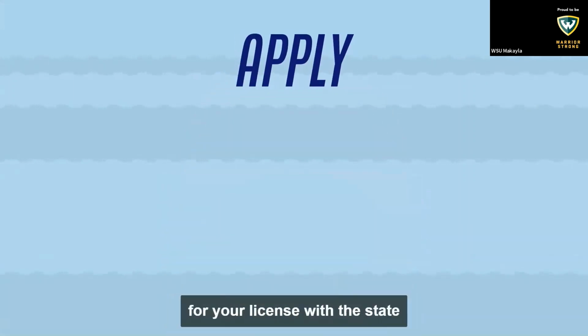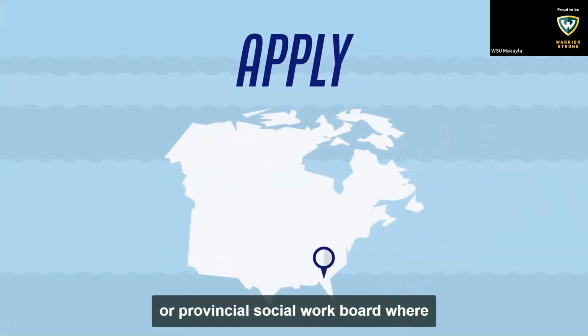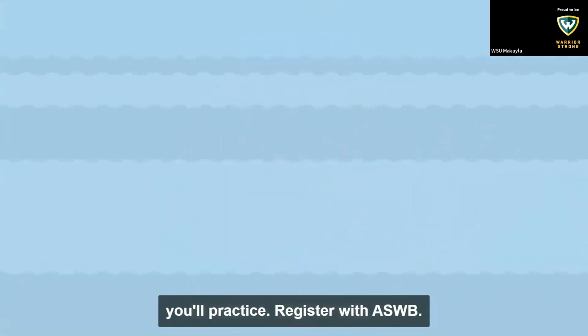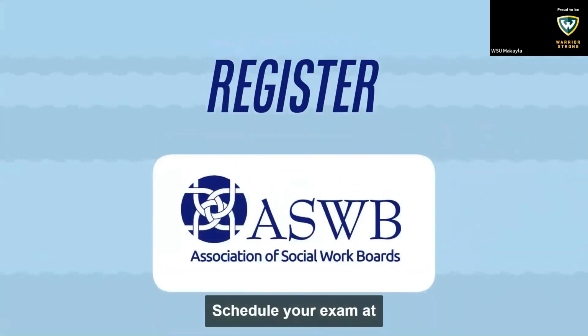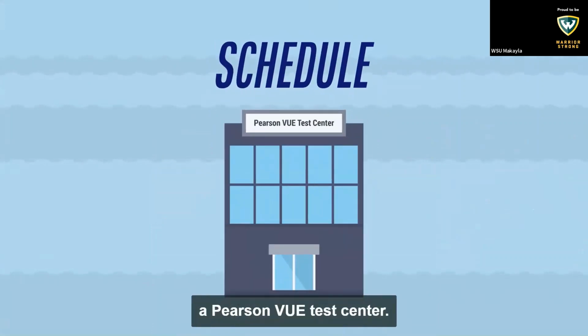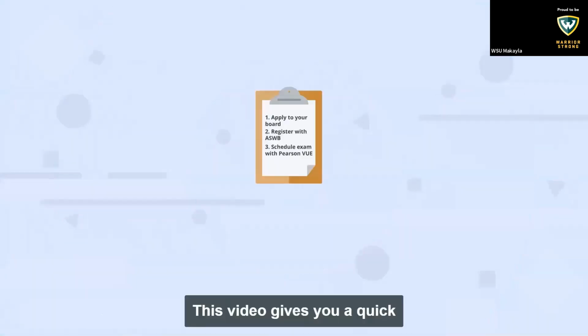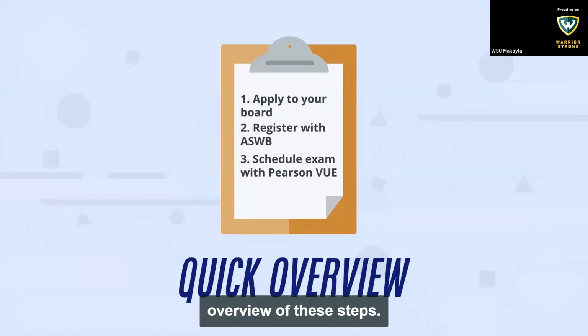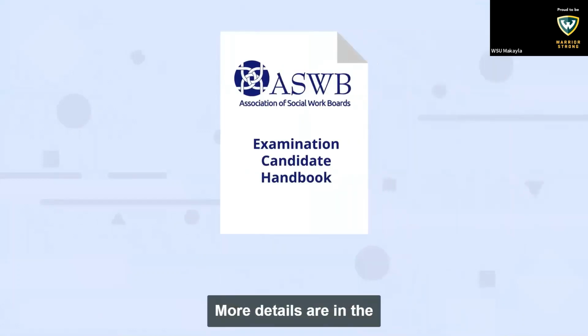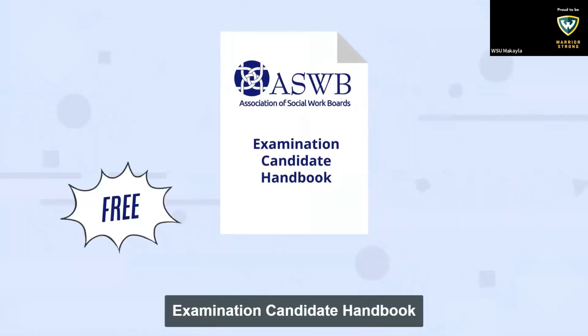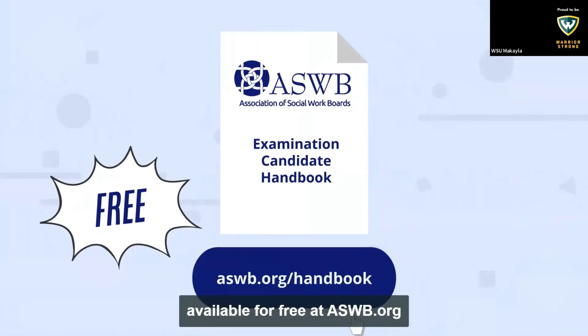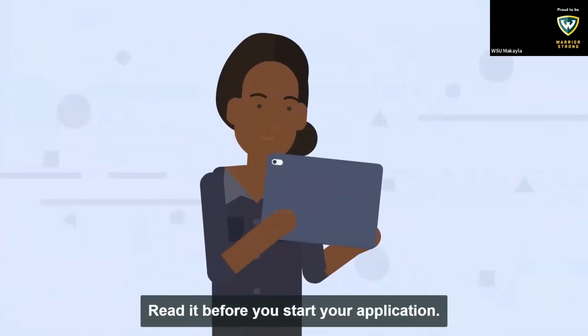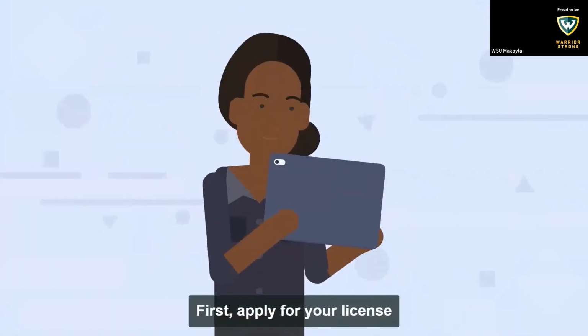Apply for your license with the state or provincial social work board where you'll practice. Register with ASWB and schedule your exam at a Pearson VUE Test Center. This video gives you a quick overview of these steps. More details are in the examination candidate handbook, available for free at aswb.org. Read it before you start your application.